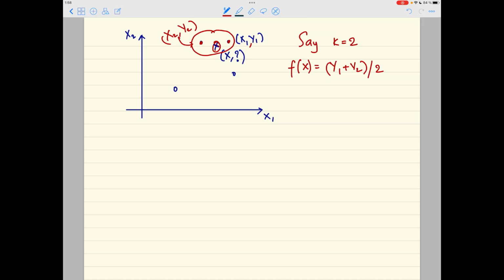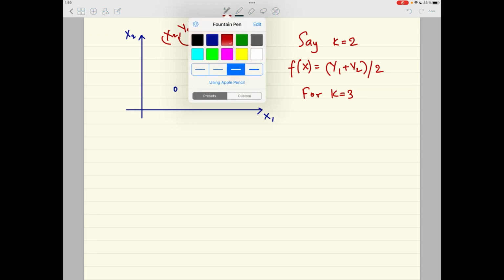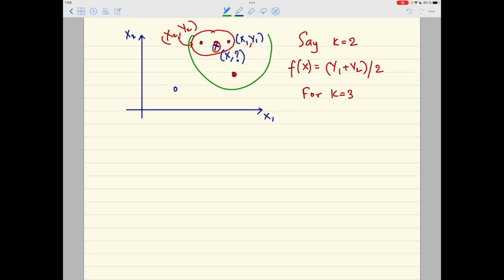What happens when k is equal to 3? So when k is equal to 3, for this particular case, this point would be the third nearest neighbor. So the neighborhood now would change to this constellation of points. Okay, and then the approximation would read y1 plus y2 plus y3, assuming this is y3, divided by 3, and so on. And if k is equal to 4, then the constellation would change to this set. Okay, so all the points would be included in that case. Okay, so that's the basic idea of k nearest neighbors.